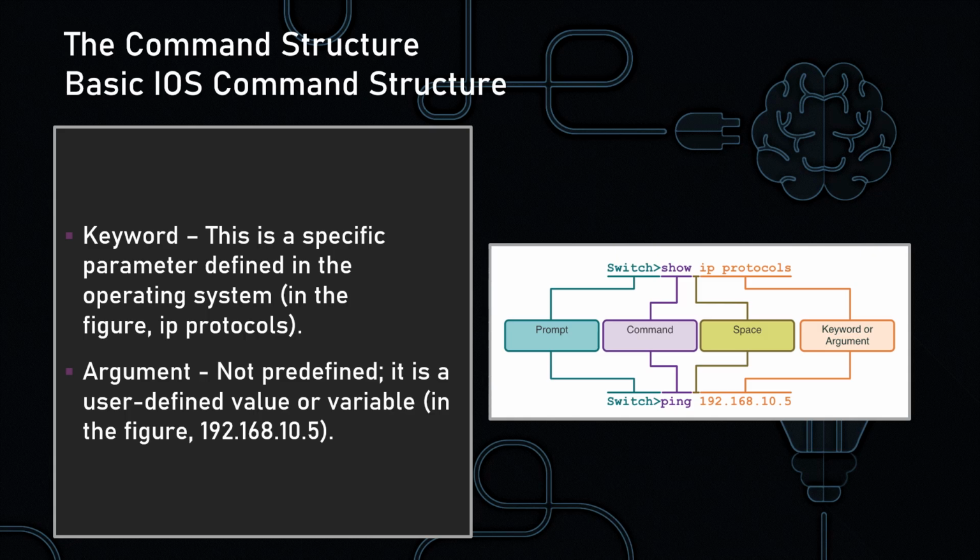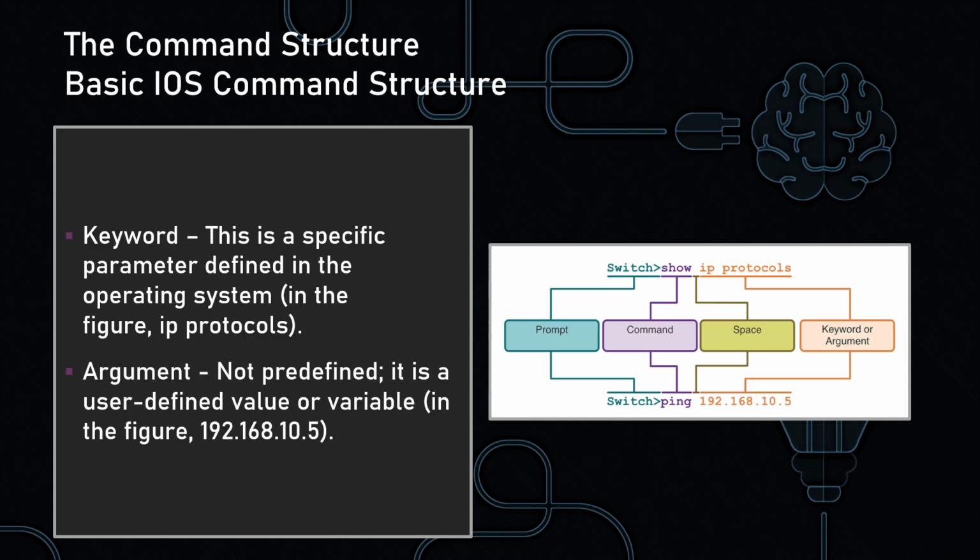The prompt tells us what mode. The command at the top would be show. We have a space to separate, and then IP, and that's actually a primary keyword, and then we have a secondary keyword in protocols. And we'll talk about the drill down nature of assessing these commands very shortly.